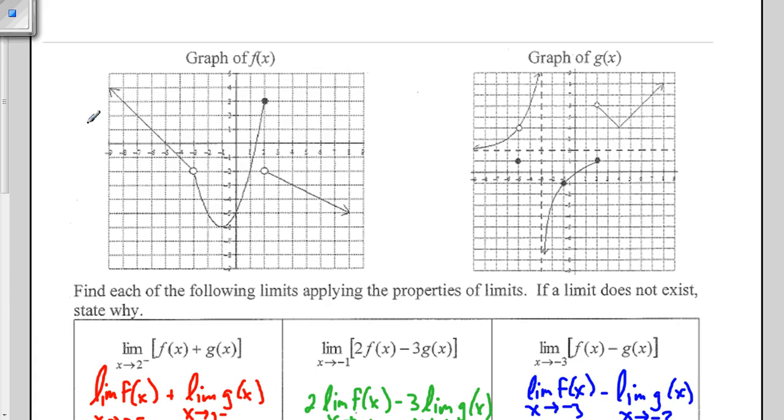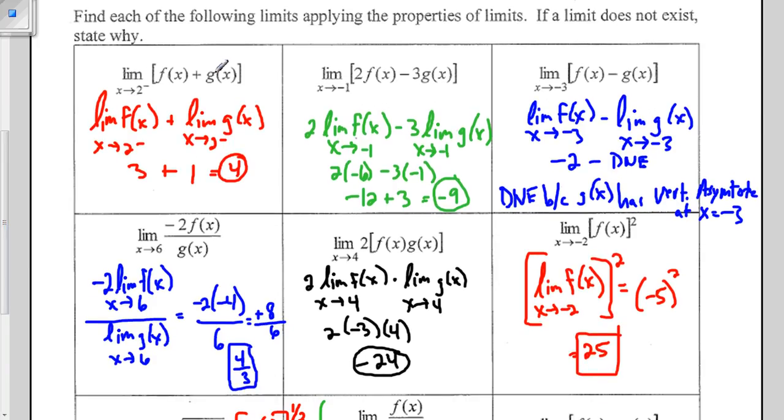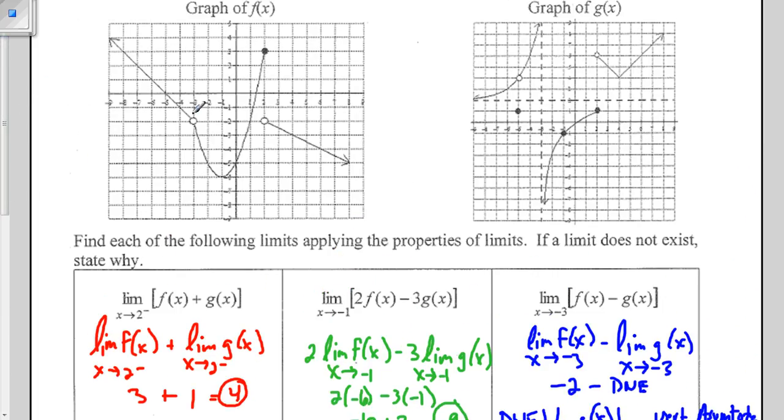Last page here on the day 3 notes, given a couple graphs, but what I want to do is use my properties of limits. So here, the limit of a sum, break it up to the limit of f of x as x approaches 2 from the left. And let's do that. 2 from the left is going to be right here. So hey, that's the value of f of x. Then the limit of g of x as x approaches 2 from the left. And so over here I get 3. Over here, g of x, I get 1. 3 plus 1 is 4.